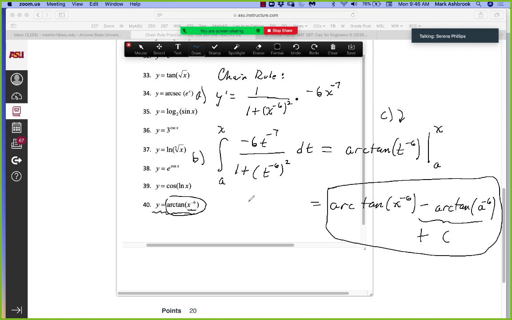For that one, I changed my limits of my integral. Instead of a, I did b. Would that still be okay? Of course. There's nothing magical about a. Yeah, that'd be fine. Thank you. Okay. All right.